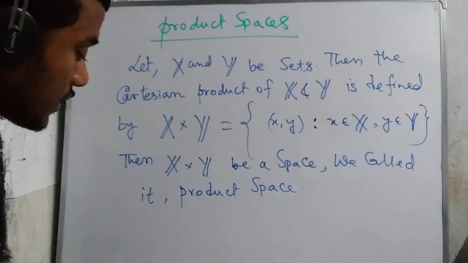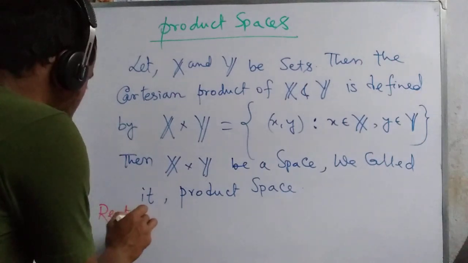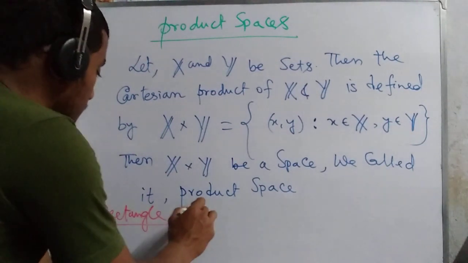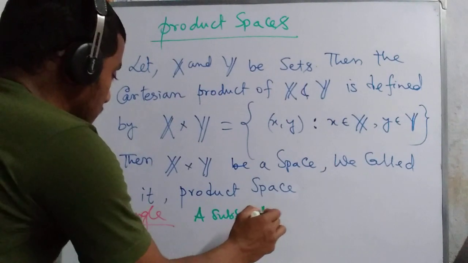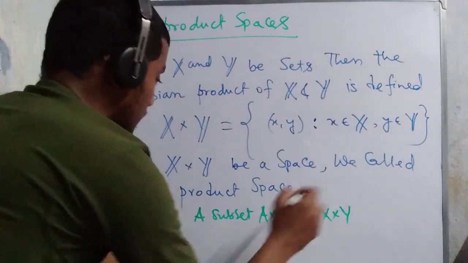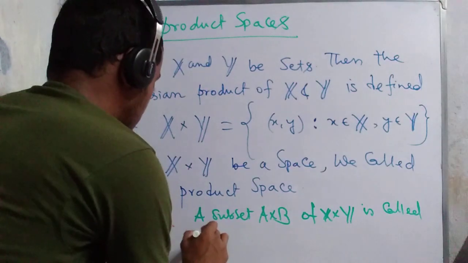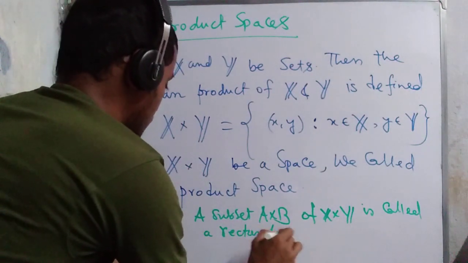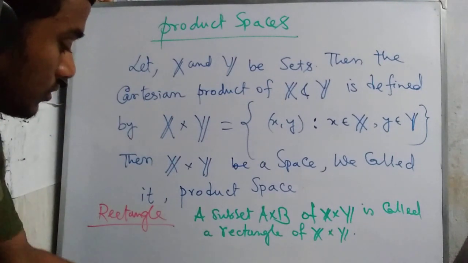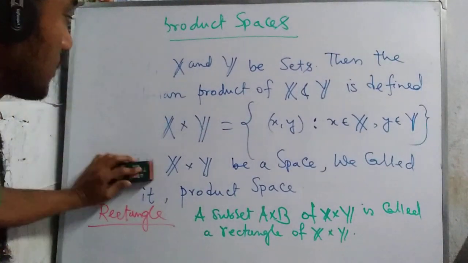Next we talked about rectangles. A subset A Cartesian product B of X Cartesian product Y is called a rectangle of X Cartesian product Y. Now we erase that portion and go on to further discussion.